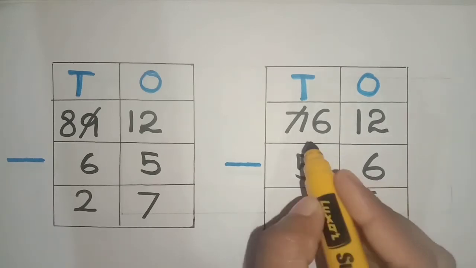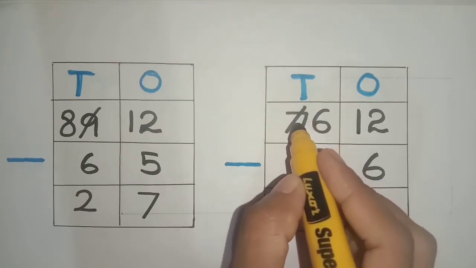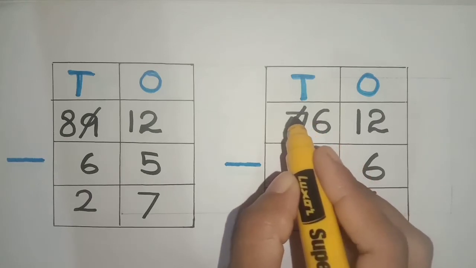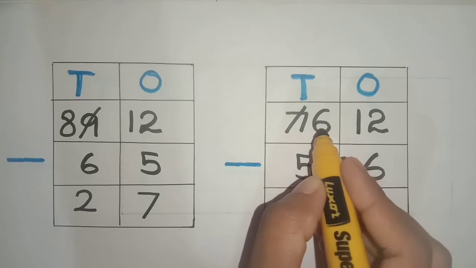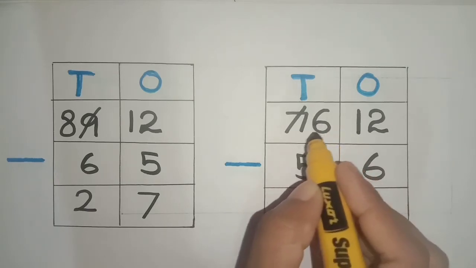Okay. And come to the next place. Already 7 was there, but we have taken 1 ten from this 7. So here how many tens are remaining? 6 only is standing here. So we have to subtract from this 6.